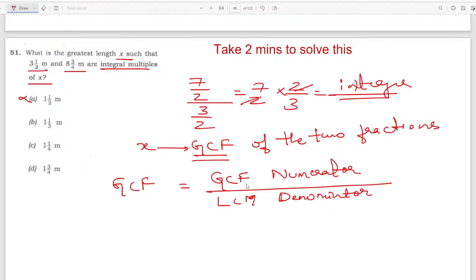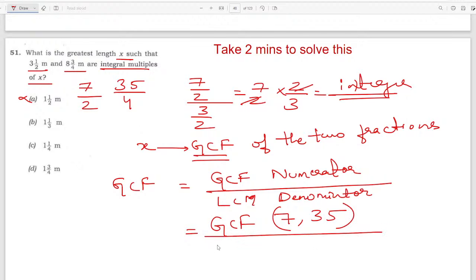The formula is, GCF of the fraction is equal to GCF of the numerators divided by the LCM of the denominators. In this case, we have to convert these fractions. One is 7/2. The other is 8 4s are 32 plus 3 is 35/4. So now we have to calculate the numerators' GCF, 7 and 35, divided by the LCM of the denominators, LCM of 2 and 4.